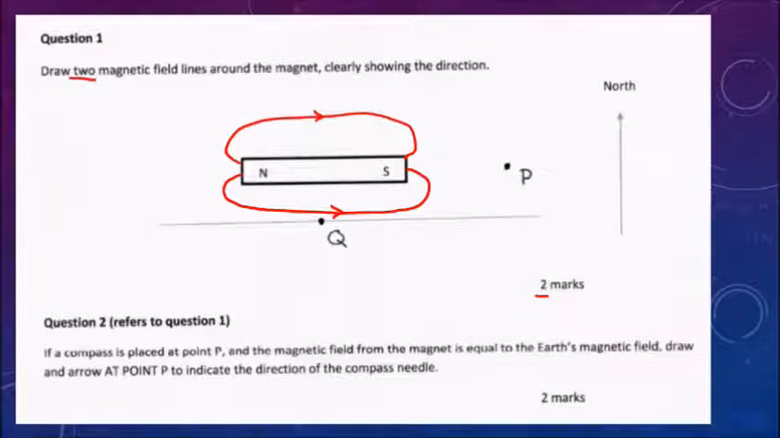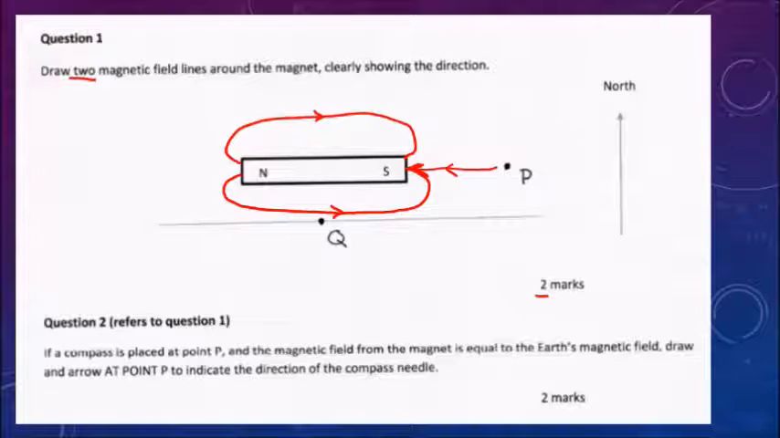Question 2: if a compass is placed at point P and the magnetic field from the magnet is equal to the Earth's magnetic field, draw an arrow at point P to indicate the direction of the compass needle. What you've got to think about is, at P, where is the magnet's magnetic field going? At that point, roughly, the magnet's magnetic field is a line going straight into the south pole of the magnet like that. So that's a terrible mess.